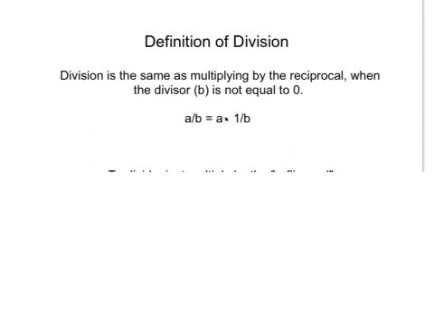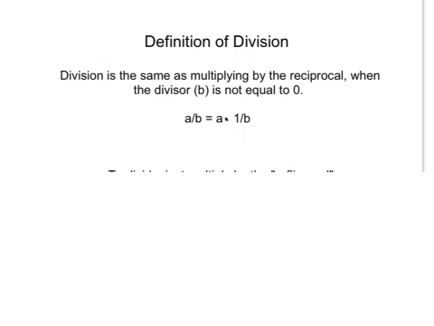So those are reciprocals or reflipricals, as you'll hear me call them. Let's move on. So, the definition of division. Division is just the same as multiplying by the reciprocal, when the divisor, what you're dividing by, is not equal to 0. So what this is saying is A divided by B is the same as A times the reciprocal of B, or 1 over B.